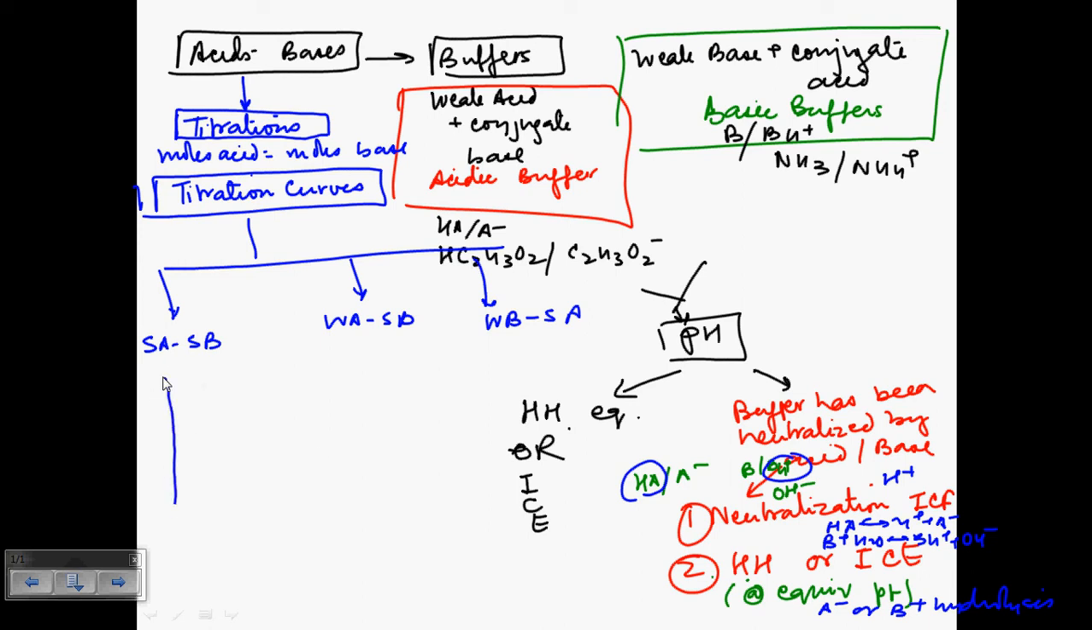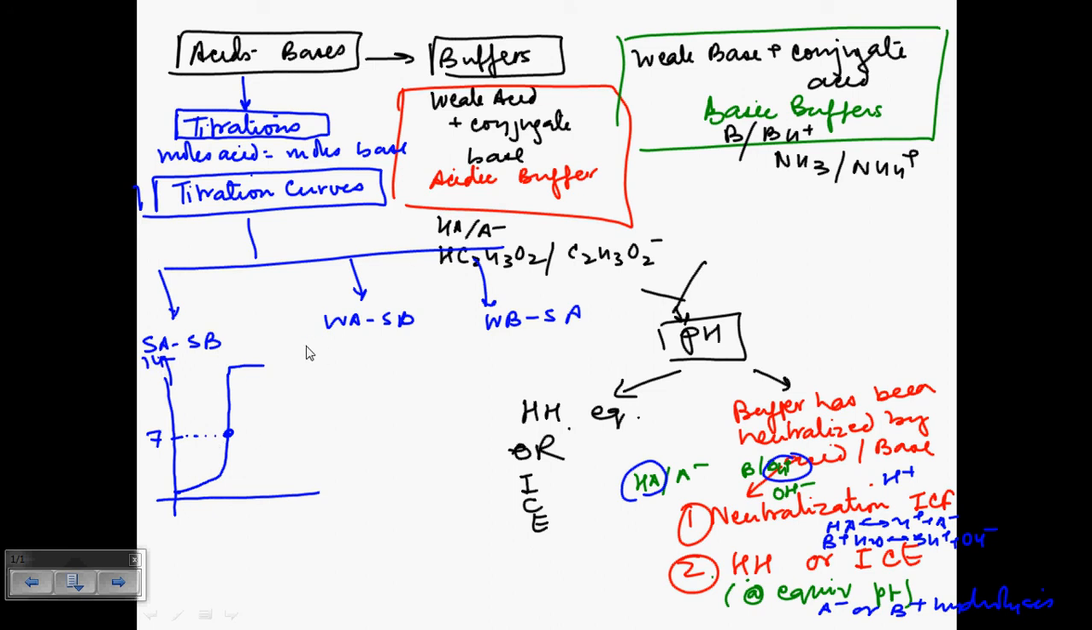Strong acid, strong base generally starts very low, pH close to 0, because it's a strong acid initially, and then the pH changes sharply around the endpoint, and the endpoint is at pH 7. And after the endpoint, the pH is fairly high too, because it's a strong base that's determining the pH.